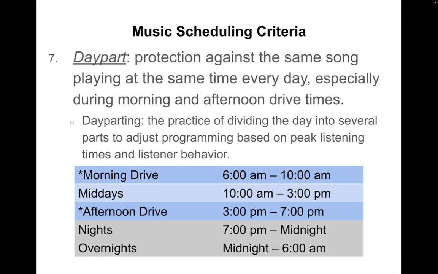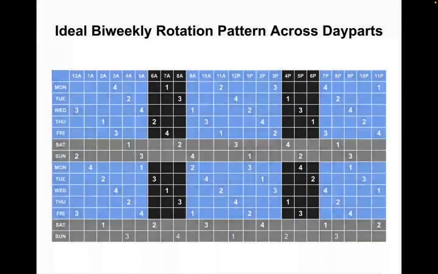Another important scheduling rule is to protect against the same song playing at the same time every day. Rather, songs should play at different times on different days. This is especially important during morning and afternoon drive times. A listener driving to work in the morning shouldn't hear the same song as they're driving home after work. This gives the impression of a very limited music library.